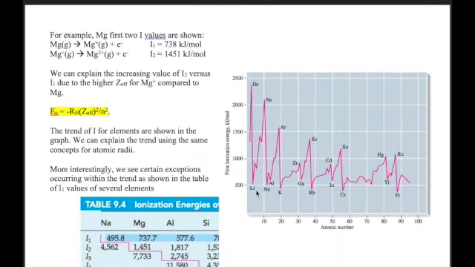In fact, when we look at the actual patterns here, we can see that lithium has a higher ionization energy compared to sodium. Sodium has a higher one compared to potassium. Potassium has a higher one compared to rubidium, and so on.